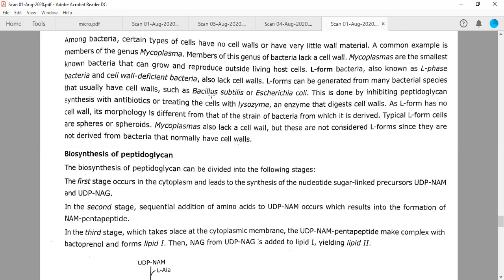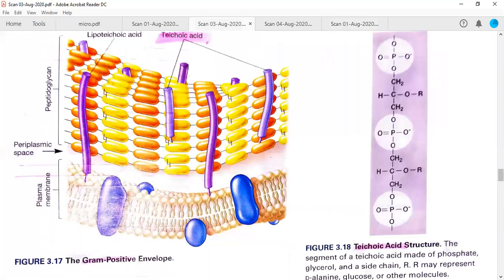For example, Bacillus subtilis and E. coli. E. coli is gram-negative, you should know, and Bacillus subtilis is gram-positive. If you treat them with penicillin and grow them in an isotonic solution, they will not be able to synthesize the peptidoglycan cell wall, and therefore they are called L-form bacteria. Now, you need to keep in mind there are two things: one is gram-positive bacteria, one is gram-negative bacteria. This particular diagram will help you understand this concept.